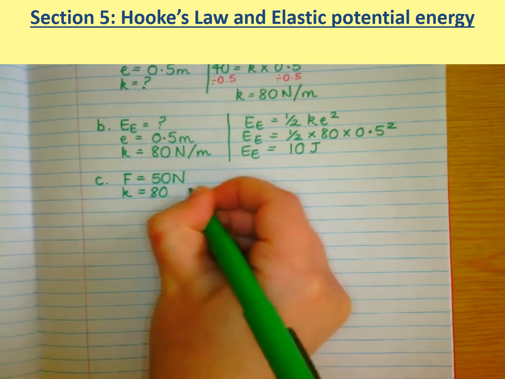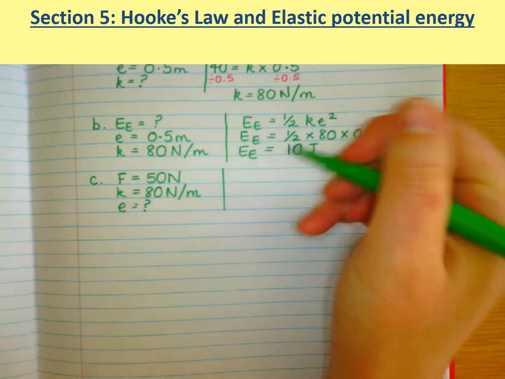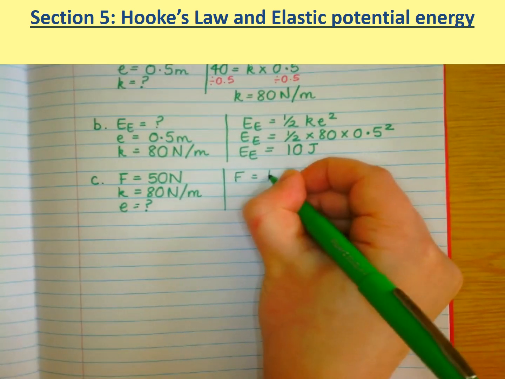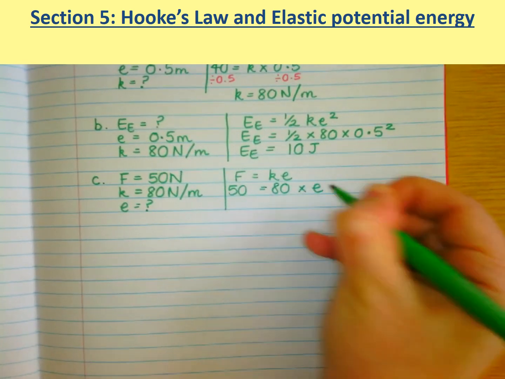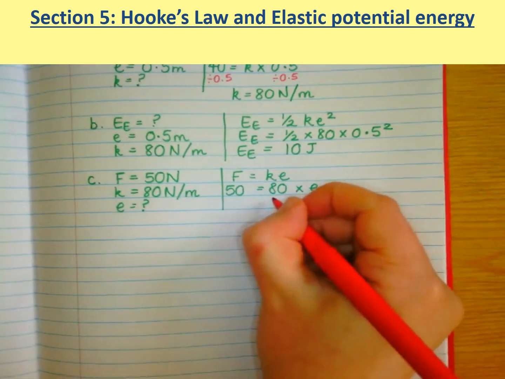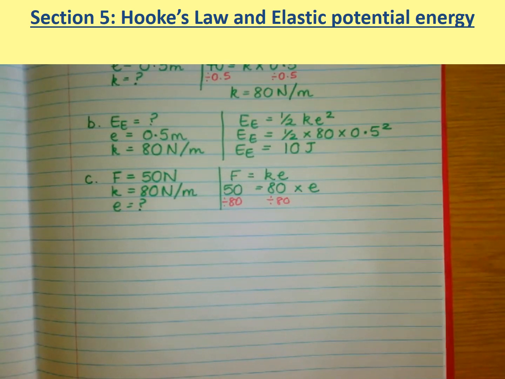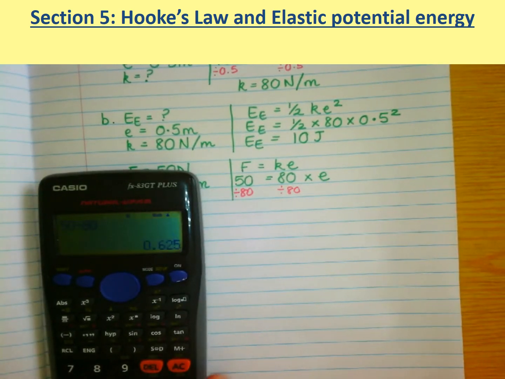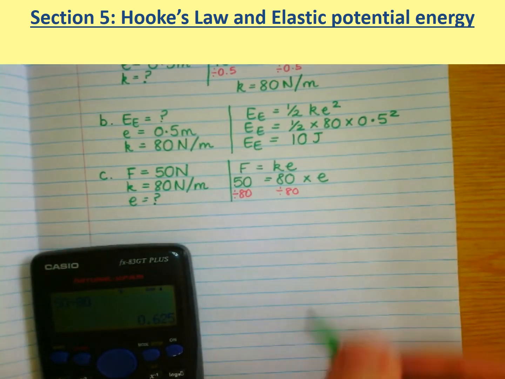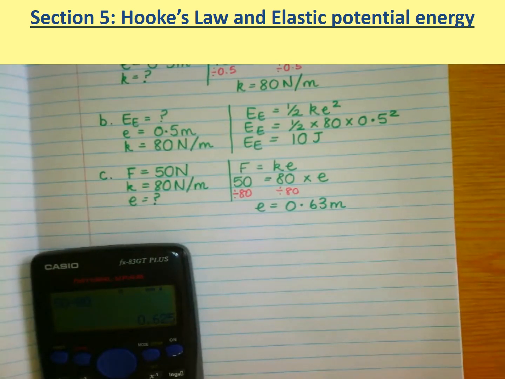Part C says if we apply a bigger force, 50 newtons, to the same spring, with a spring constant of 80 newtons per metre, how much is the extension? So we use Hooke's law that says that force is equal to spring constant times extension. 50 newtons is equal to 80 times extension. Divide both sides by 80, remembering that 80 divided by 80 is 1, so we can ignore it. And we type in 50 divided by 80 into our calculator. And as a decimal, that rounds to 0.63 metres.